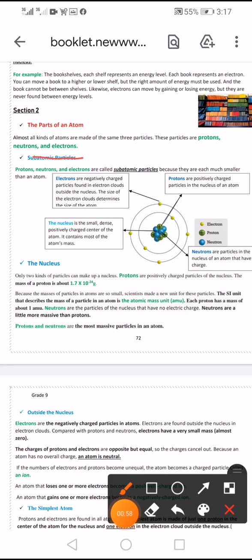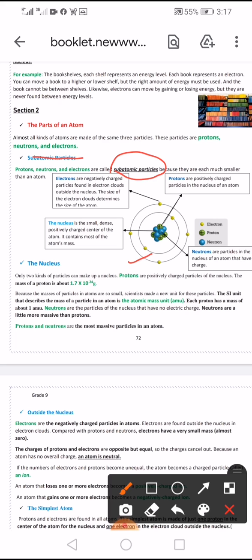Subatomic particles. Protons, neutrons, and electrons are called subatomic particles because they are each much smaller than an atom. So electrons, protons, and neutrons are called what? Subatomic particles, because they are smaller than an atom. Look at this picture. This is an atom.